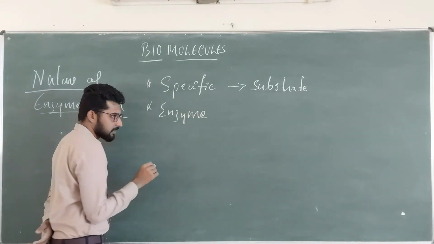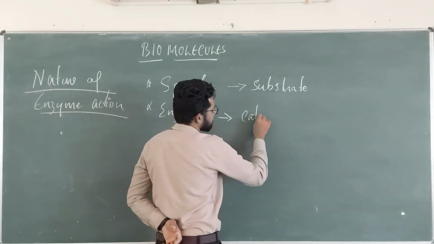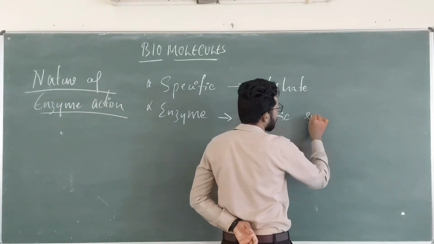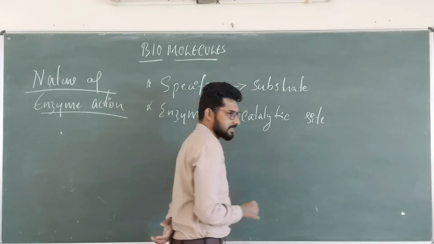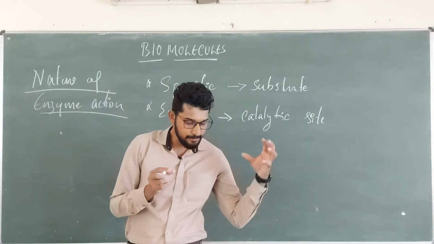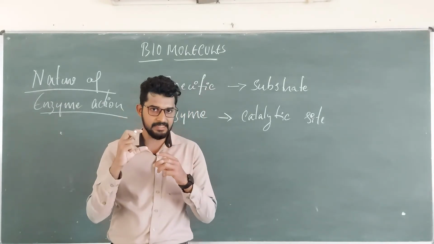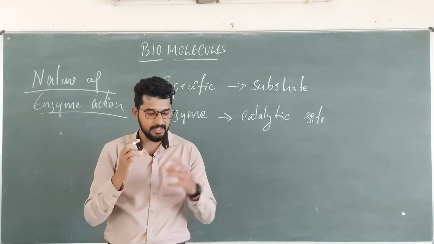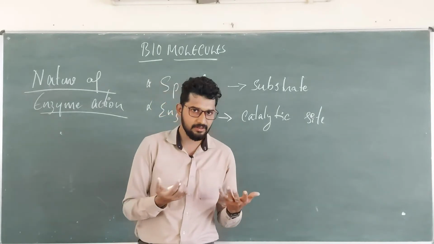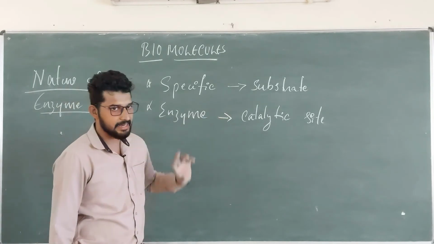An enzyme will be having a catalytic site. What do you mean by catalytic site? Catalytic site is a place of the enzyme where the substrate is going to bind. Because of the binding only, we can have a reaction. So, enzyme will be having a catalytic site.